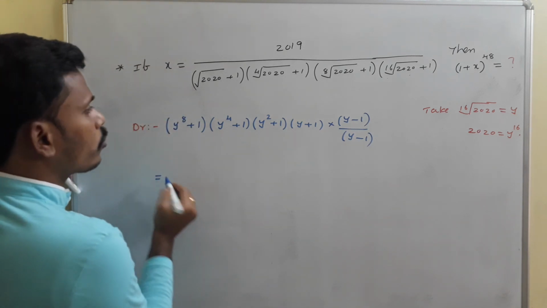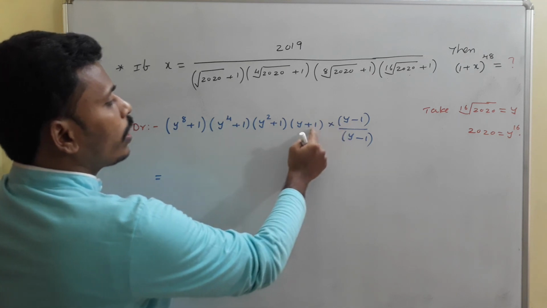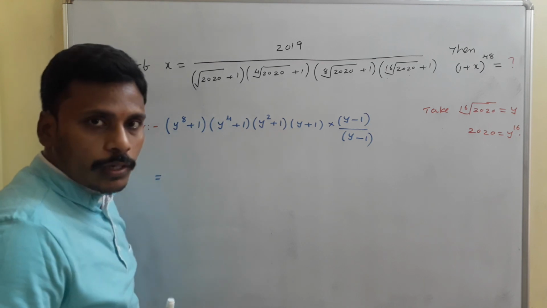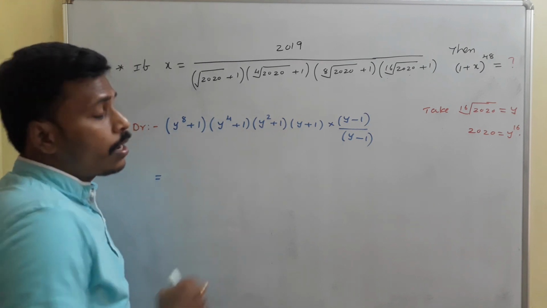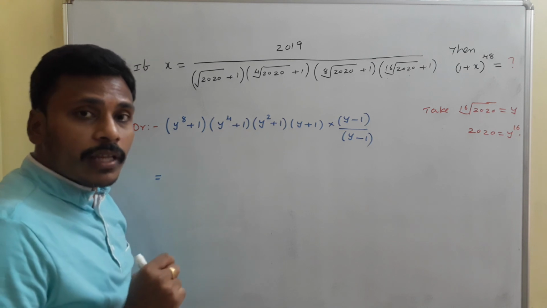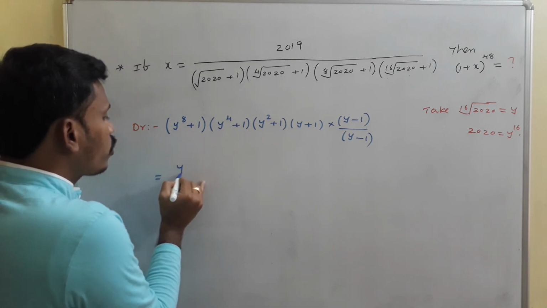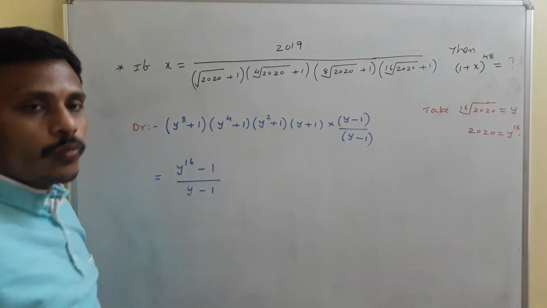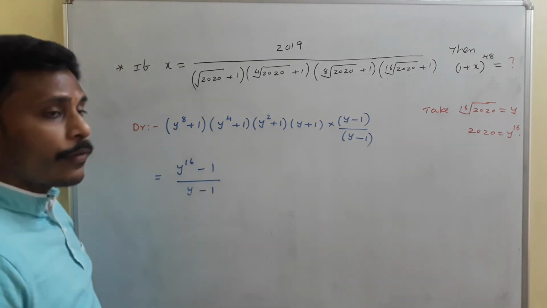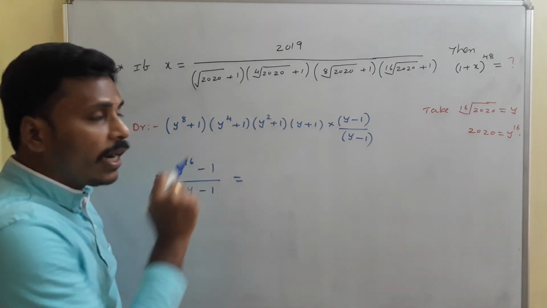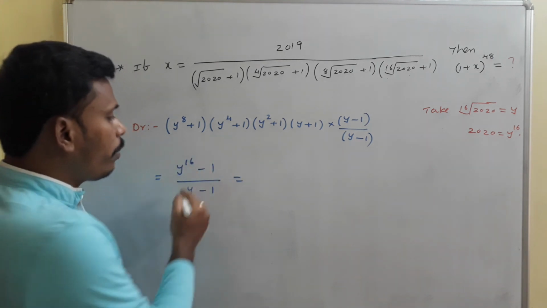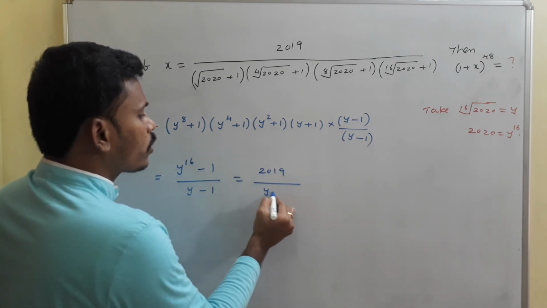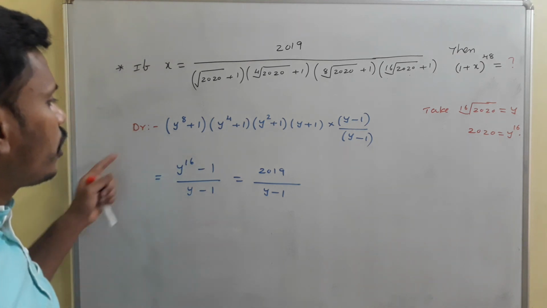See, now this is equal to y plus 1 into y minus 1 is y square minus 1. Y square minus 1 into this y square plus 1 is y power 4 minus 1. And that value into this y power 8 minus 1 into this is y power 16 minus 1 divided by y minus 1. And now what is y power 16? Y power 16 is that 2020 minus 1 is 2019 divided by, we have that y minus 1. Okay, this is the denominator.